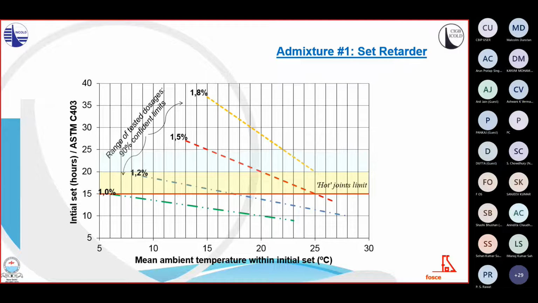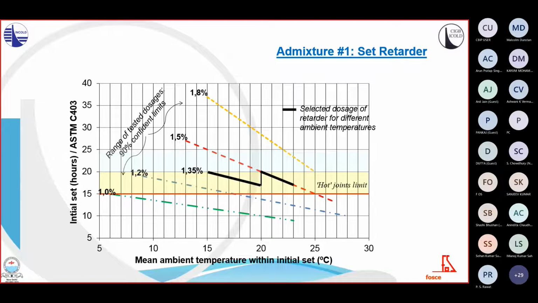An additional benefit is obtained by using these admixtures associated with a secondary effect as water reducers. Based on setting time tests made in outdoor conditions and according to ASTM C403, the figure shows the average relationships found in a particular project between the mean ambient temperatures and the initial set for different dosage of the retarder admixture.